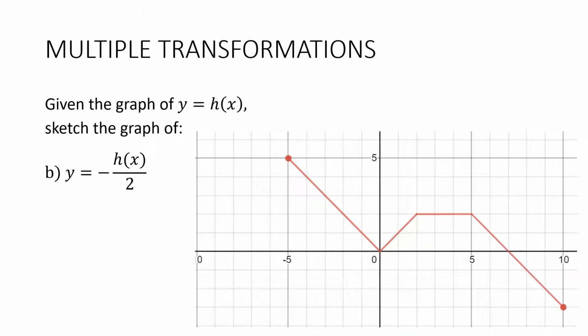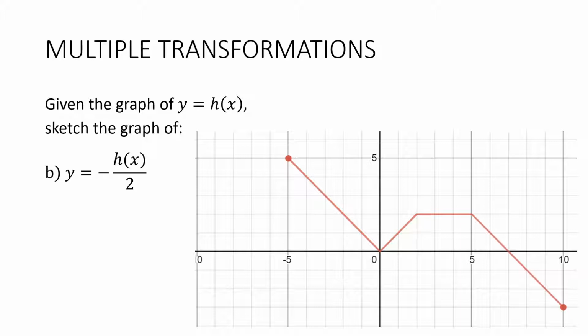How about this one? y equals negative h of x on 2. So this is going to compress the graph closer to the x-axis. But it actually makes sense, so don't worry too much about learning those rules about what does what.